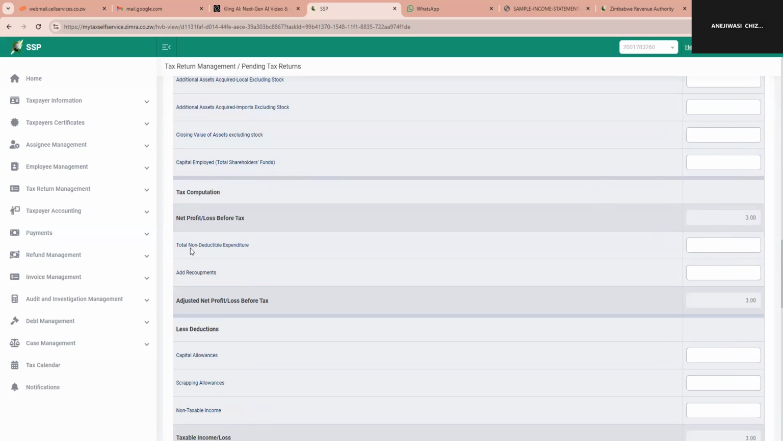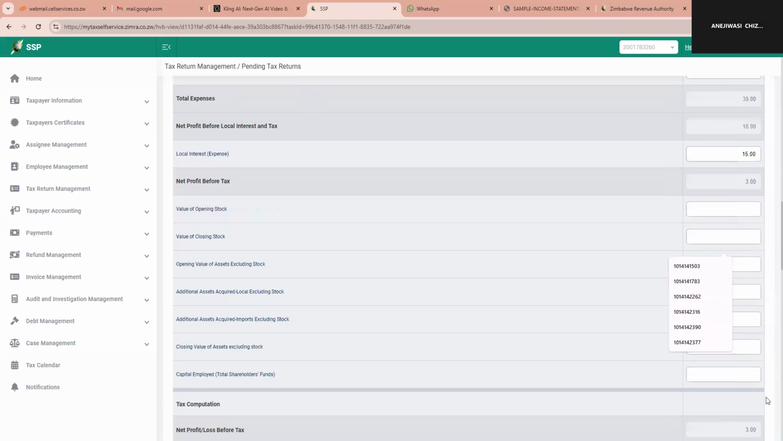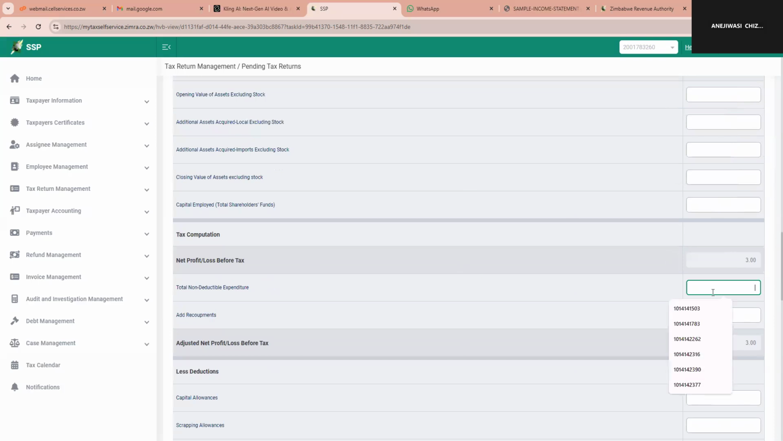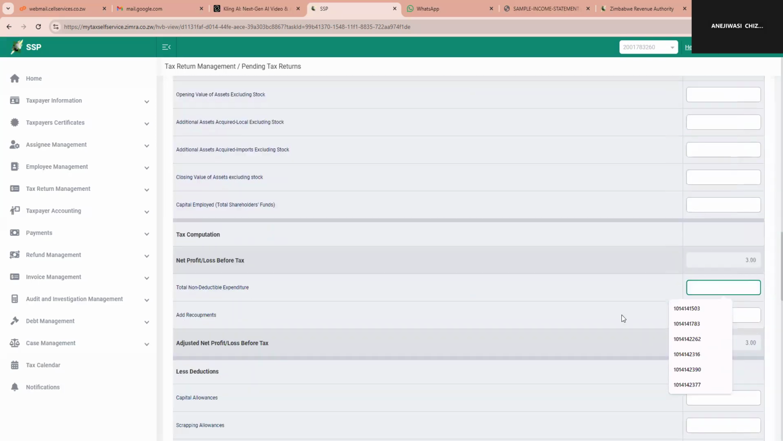Then the total non-deductible expenditure. So if you've got any non-deductible expenditure that you included up here on your expenses, right, you then have to come and put it down here. What you are putting here are your depreciation figures, because probably they are included in other expenses. So you include those depreciation expenses, let's say probably $10. Let me just put that up. So if I put the non-deductible expenditure, my profit becomes $13.